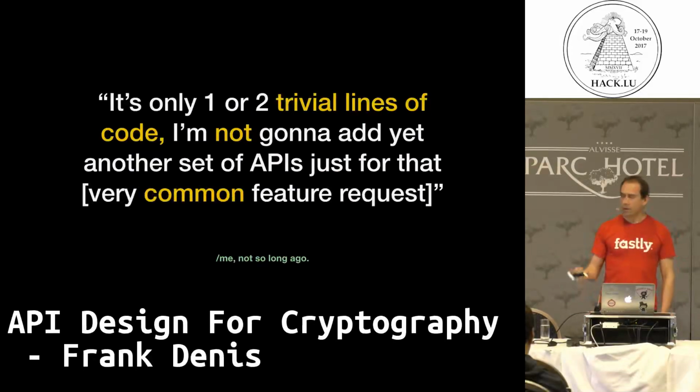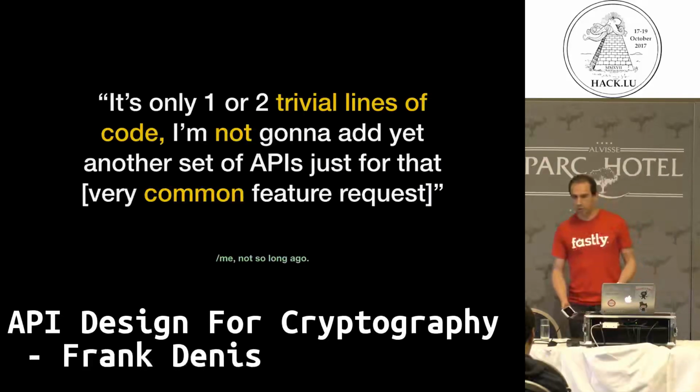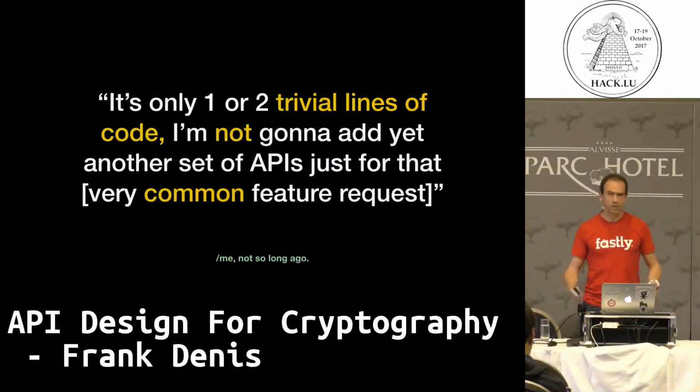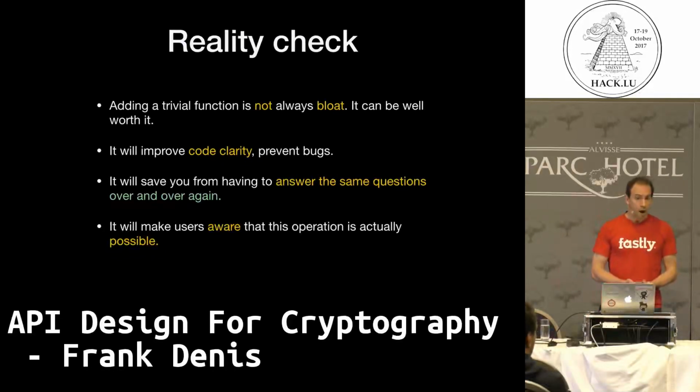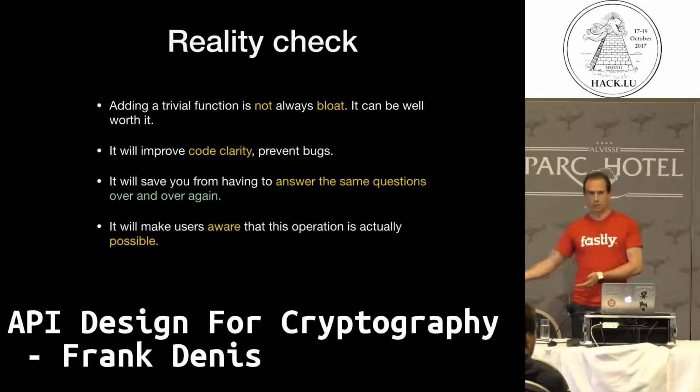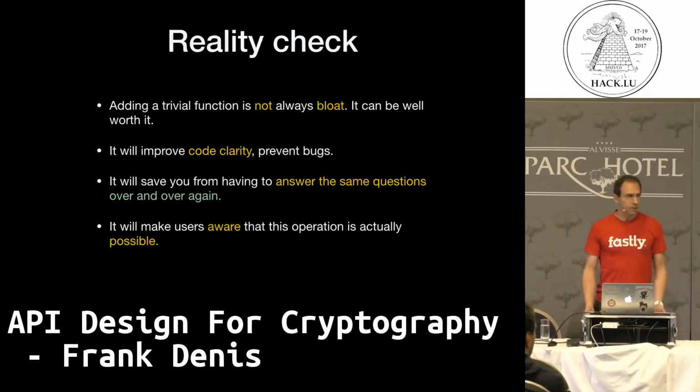And it's even the case for very trivial functions. For example, in Sodium, most secret keys are just random numbers. And there's a function to generate random numbers. But in addition to this function, I recently added something called keygen, which does exactly the same thing. It's essentially an alias. But if you do these kind of very trivial functions, first, it improves code clarity. Why does this guy actually generate random numbers? Oh, OK, it's to generate a key. That makes sense now. So it improves code clarity, prevents bugs. It avoids you from having to answer the same questions over and over again. So it's not bloat. It's actually very useful.